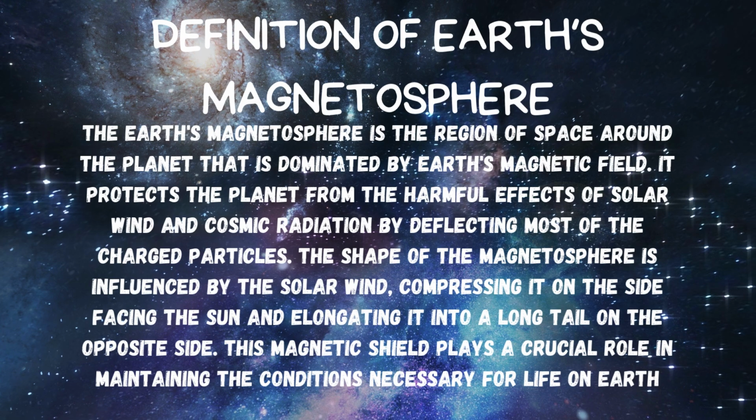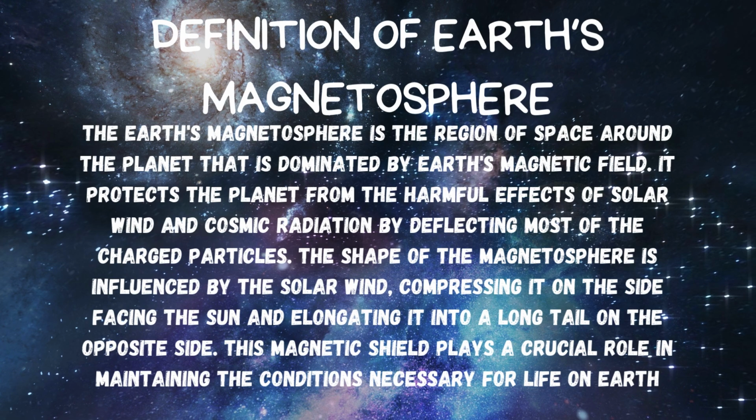The definition of Earth's magnetosphere. The Earth's magnetosphere is the region of space around the planet that is dominated by Earth's magnetic field. So basically, it's around Earth, not inside Earth. It protects the planet from the harmful effects of solar wind and cosmic radiation by deflecting most of the charged particles, so it deflects the radiation from directly hitting Earth and weakening it.